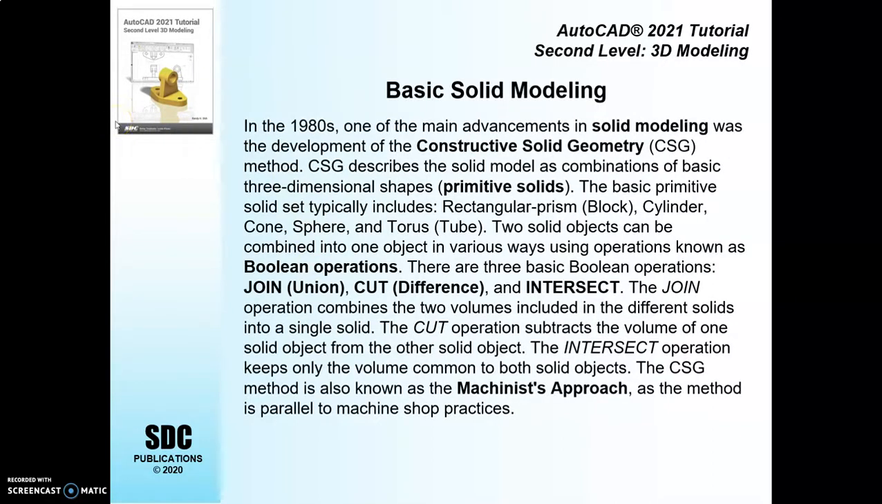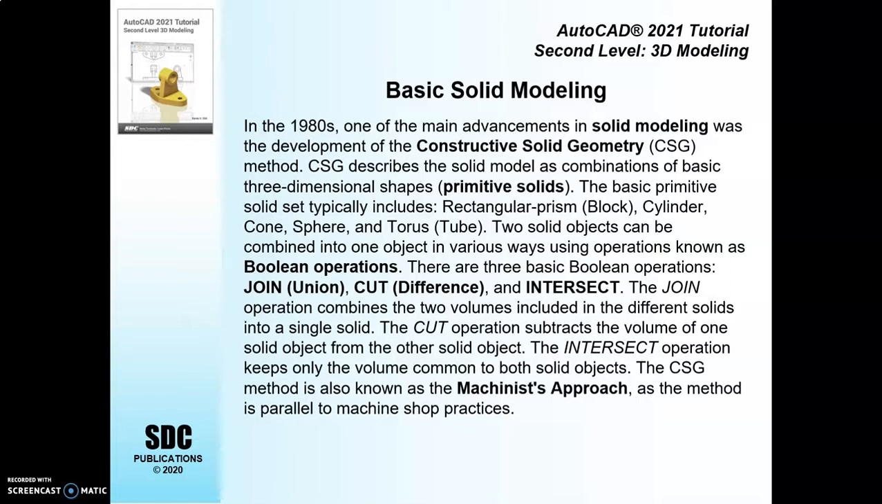Okay, in the 1980s, one of the main advancements in solid modeling was the development of CSG, Constructive Solid Geometry. It describes the solid models as combinations of basic three-dimensional shapes. They're called primitive solids. The basic solids are a rectangular prism, like a block, a cylinder, a cone, a sphere, and a torus, like a donut.